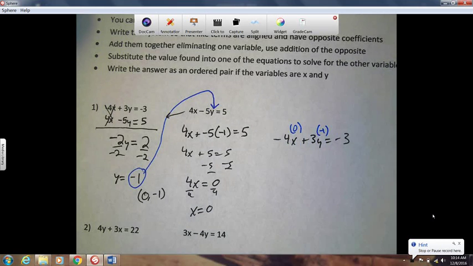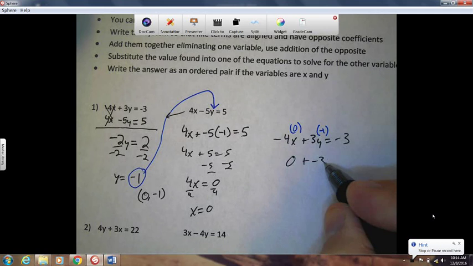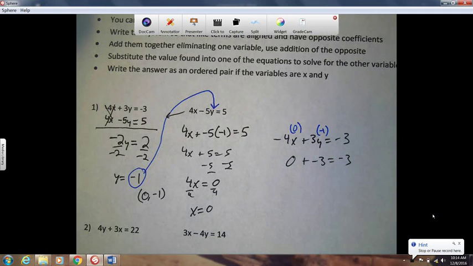If I were to put 0 in here for x and negative 1 in here for y, it should be true. So negative 4 times 0 is 0. 3 times negative 1 is negative 3. And so it does work. So you can always check your answers to see if they're correct. But make sure you substitute them into both equations. Check them in both equations.